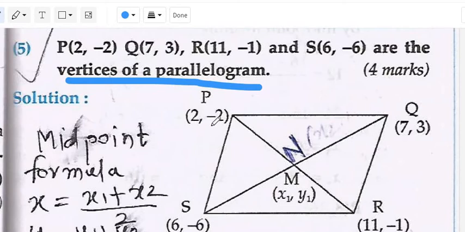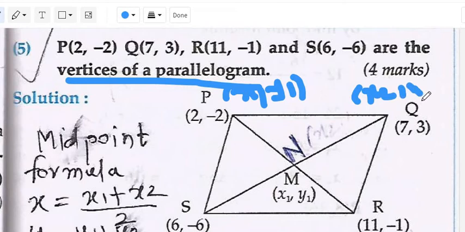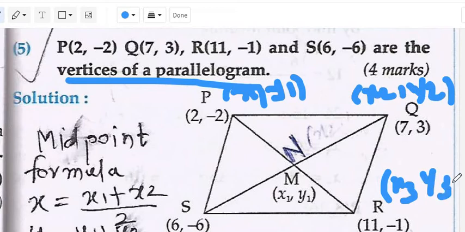Now see, P is (2, -2). We let this P as x1 and y1. And Q(7, 3), suppose this is x2 and y2. Then R, we consider as x3 and y3, and S is x4 and y4.